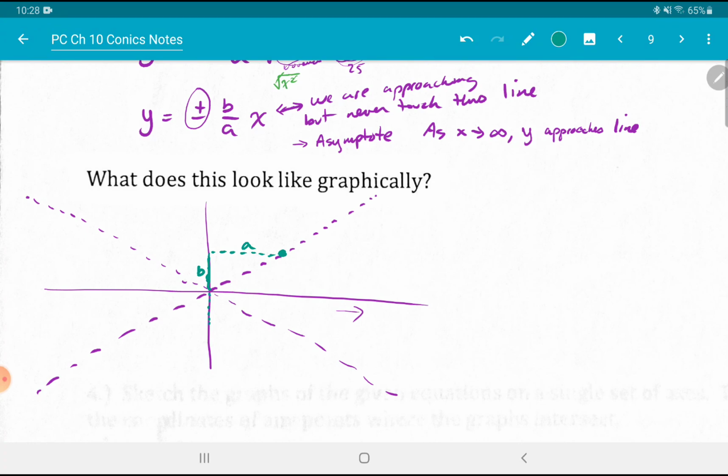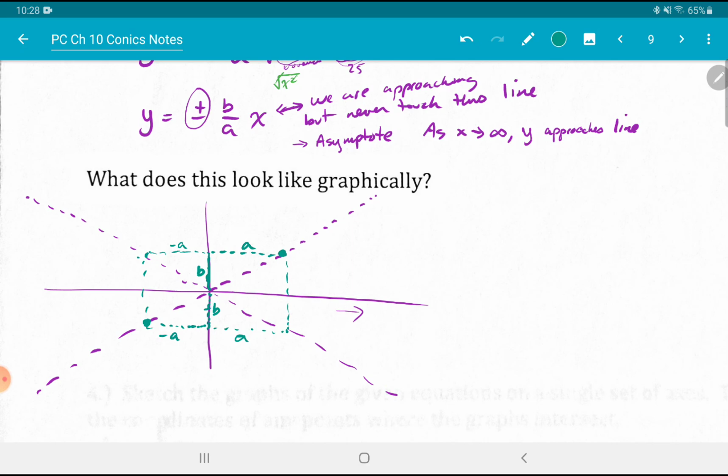We also go down b and left a in this way, right? The negative b, negative a. And that's how you can create your asymptote. The same thing can be said for the negative slope. You go up b and to the left a, right, negative a, and you can also go down b and to the right by a as well. And so what you end up creating is almost like this rectangle formed along the asymptotes.